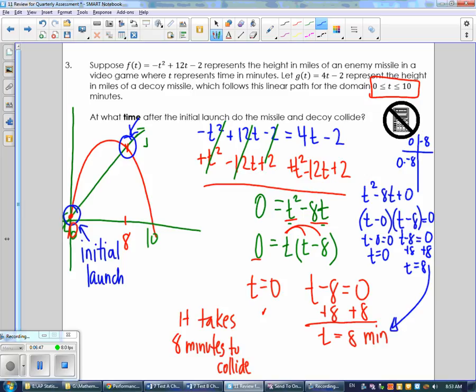So if you're not comfortable with factoring out a common term like I did in the first example, you can still factor it like you did before. You just have to replace your c value with a 0. Okay?